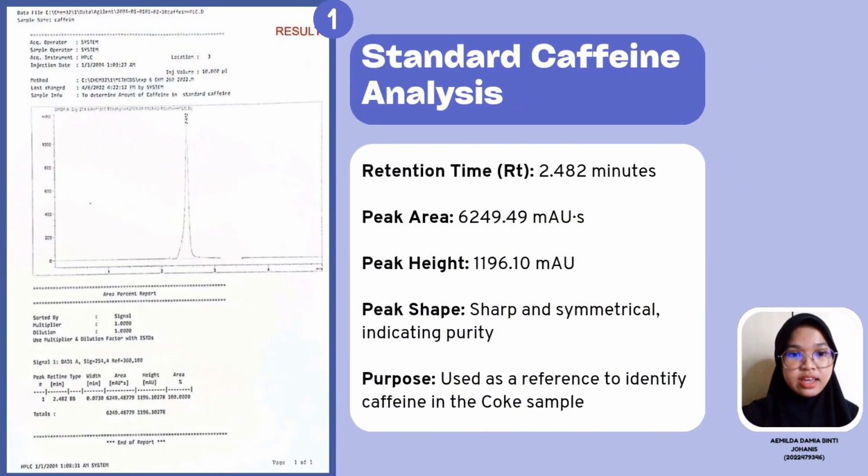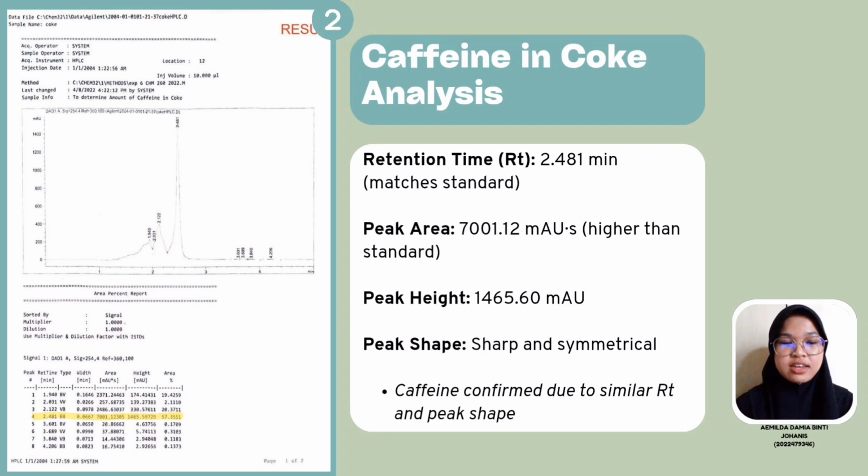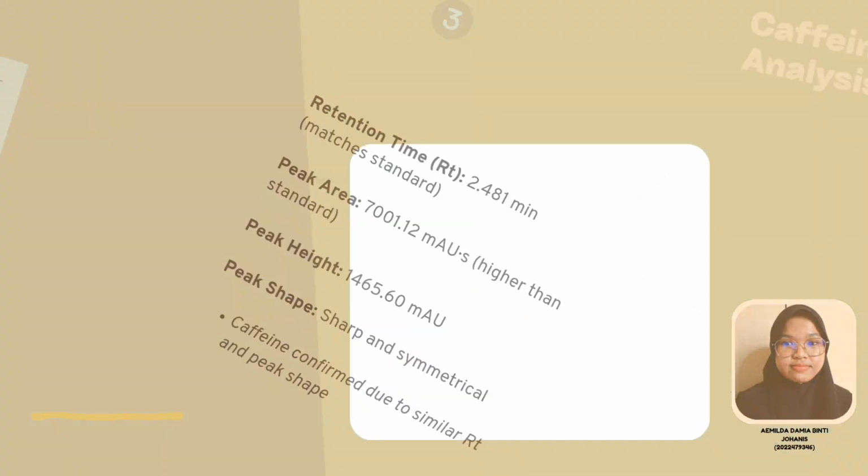So, this is the caffeine standard peak. Based on the peak, the caffeine standard had a retention time of 2.482 minutes and a sharp, symmetrical peak with an area of 6,249.49 milliabsorbance units. This peak served as a reference for identifying the presence of caffeine in the Coke and Levita samples. The peak area of 17,001.12 milliabsorbance units indicates the amount of caffeine in the samples.